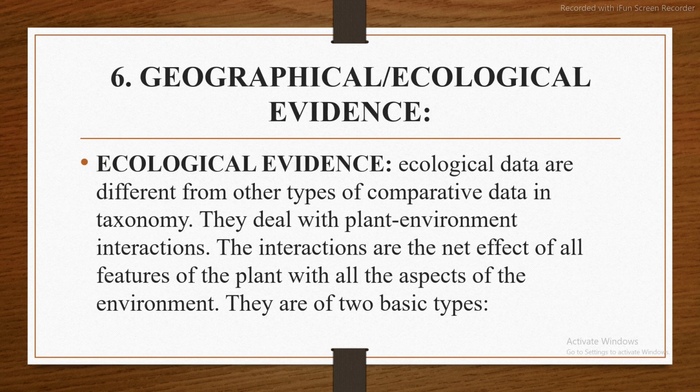Next is geographical or ecological evidence. Ecological data are different from other types of comparative data in taxonomy. They deal with plant-environment interactions. The interactions are the net effect of all features of plant with all aspects of their environment. There are two basic types.